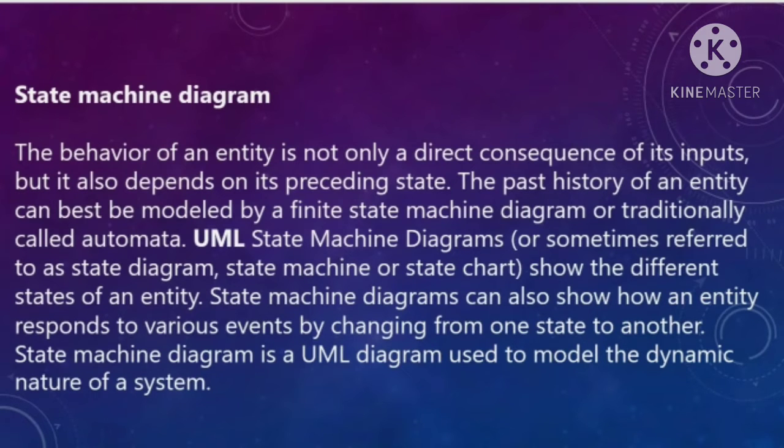State machine diagram. The behavior of an entity is not only a direct sequence of its inputs, but it also depends on its preceding state. The past history of an entity can be best modeled by a finite state machine diagram, or traditionally called automata.